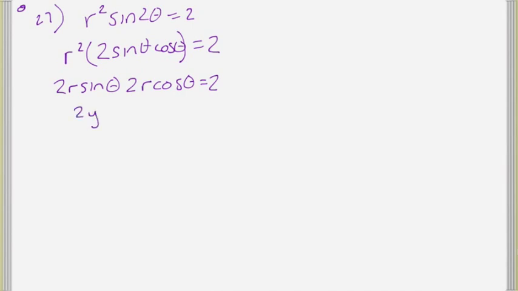Then r sine theta is y. R cosine theta is x. And so this thing ends up being y is equal to 1 over 2x.